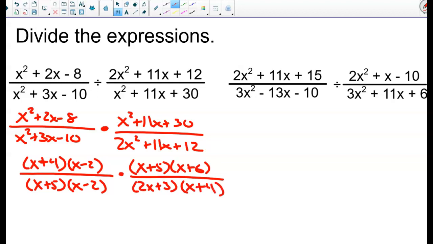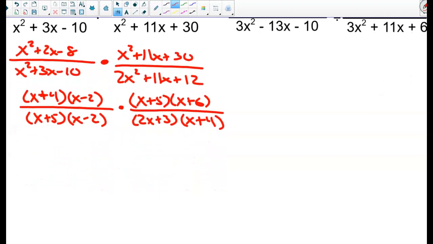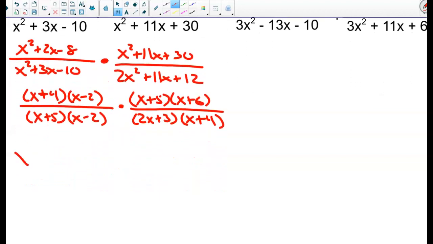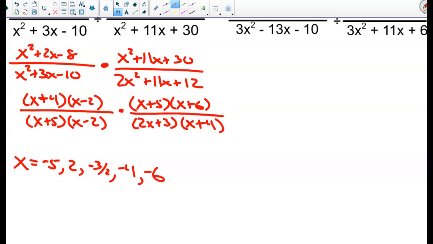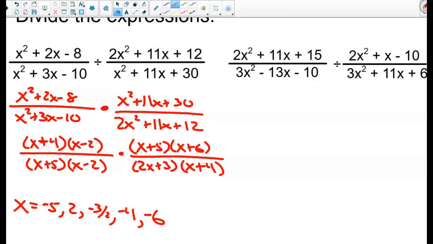Now, what I have to be careful of is this. For what my x can't equal with division, it can't equal negative 5, it can't equal 2, it can't equal negative 3/2, it can't equal negative 4. It also can't equal negative 5 or negative 6 from the top. I don't need to write negative 5 again, because at one point, this x plus 5 times x plus 6 was in the denominator. At no point can you have a 0 in your denominator. Okay?